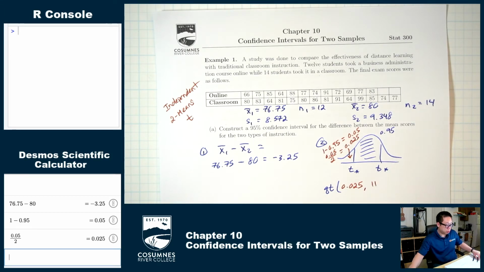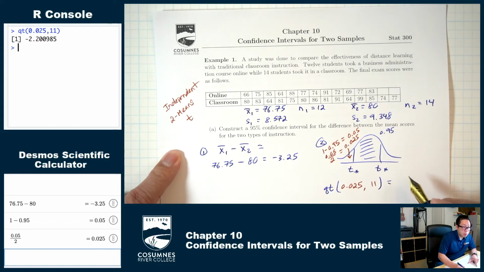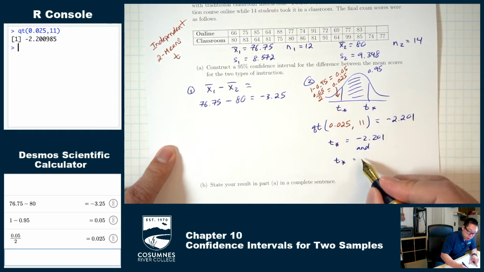All right, so we'll do QT, 0.025, comma 11. And we get negative 2.201. Okay, that refers to the one on the left. I expect 2 T stars. So our T stars are negative 2.201 and the one on the right is going to be positive. So positive 2.201.